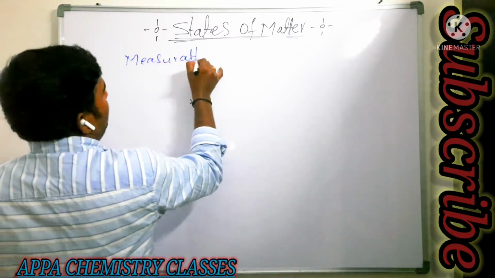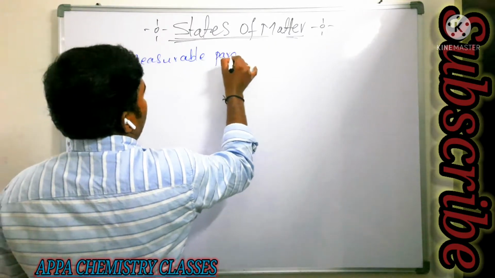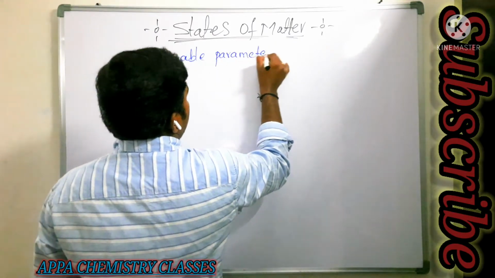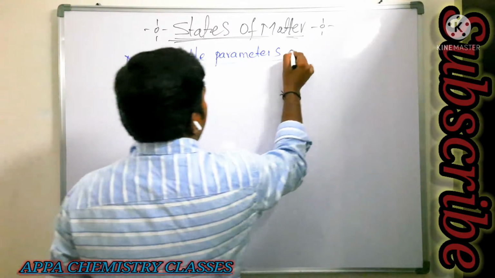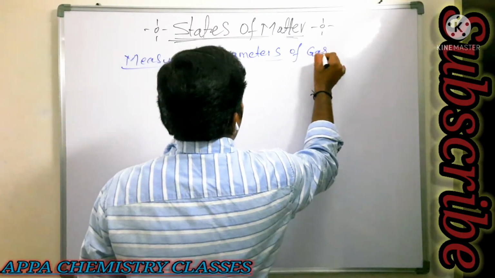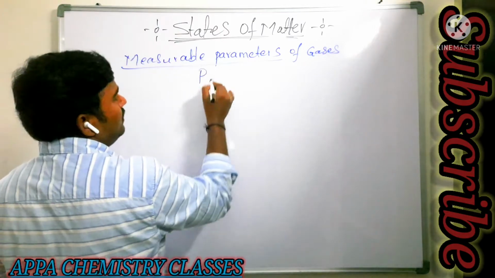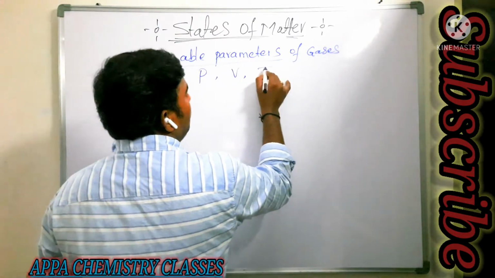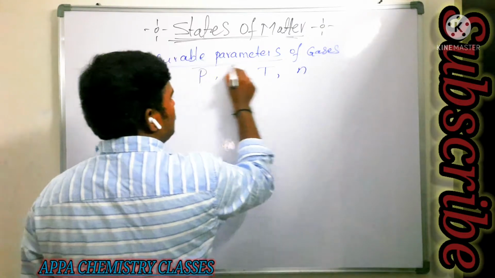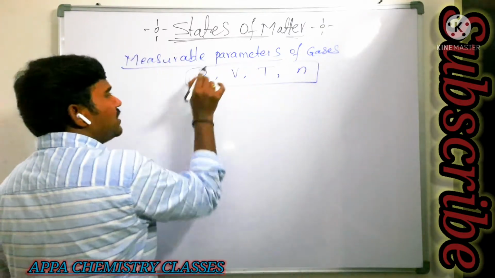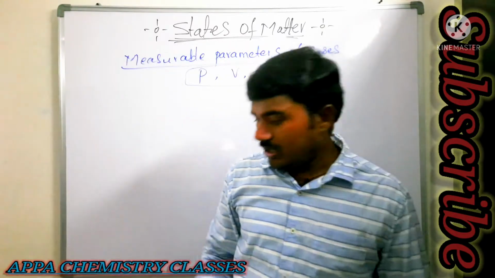Measurable parameters of gases. So what are the measurable parameters of gases? We have mainly four types: pressure, volume, temperature and number of moles. These are the four measurable parameters for the gases.